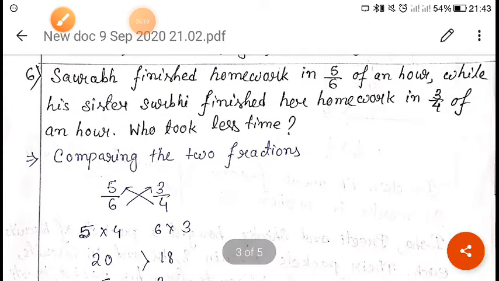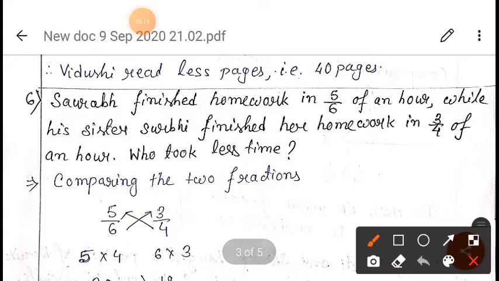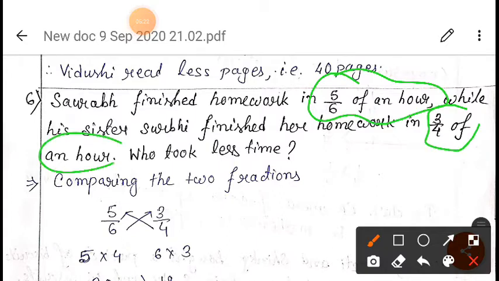Now next is, Saurabh finished his homework in 5 by 6 of the hour. Means Saurabh took 5 by 6 of the hour to complete his homework, while his sister took 3 by 4 of an hour. So we have to compare who took less time.